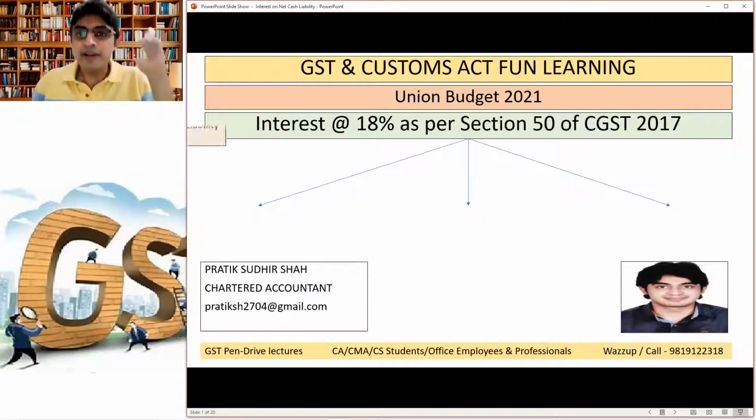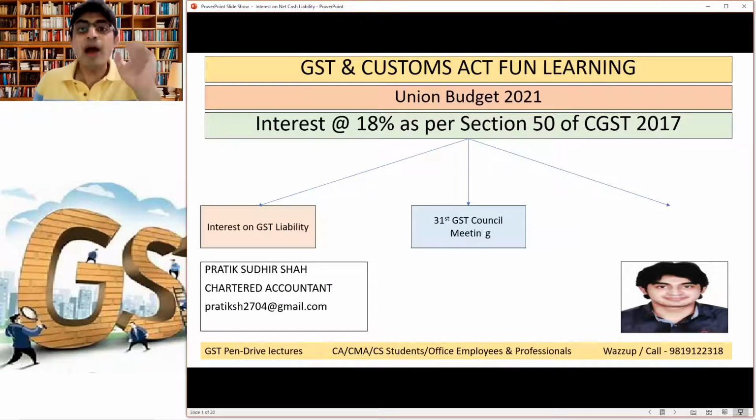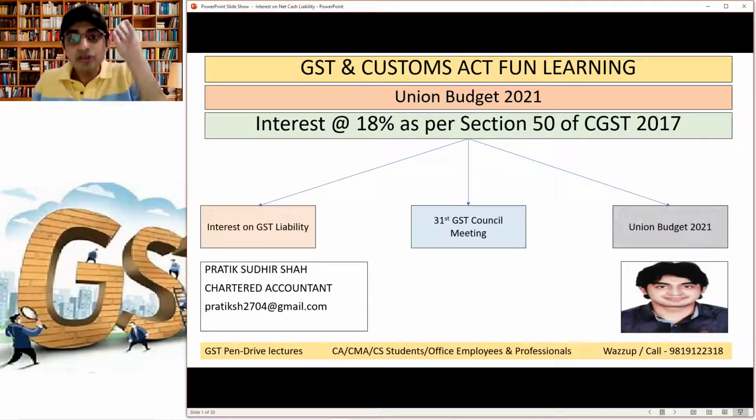Okay, so I've divided this into three parts. First, let me explain what this interest on GST liability is. Second part, what was proposed in the 31st GST Council meeting. And finally, how this dispute is finally going to be settled in Union Budget 2021. So let us begin today's topic.